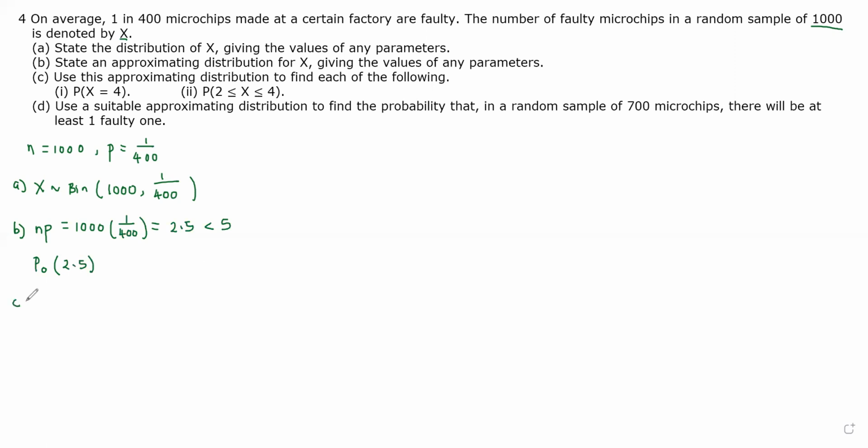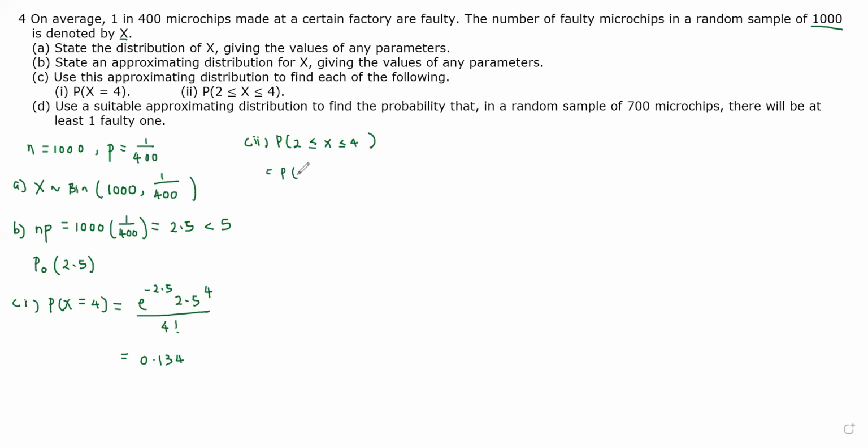Part C, we use this approximating distribution to find the probability that X equals 4. So we have a Poisson distribution. We find the probability that X equals 4, and we have e to the negative 2.5, 2.5 to the 4 over 4 factorial. That should give us 0.134.